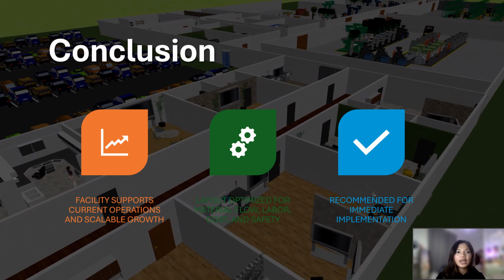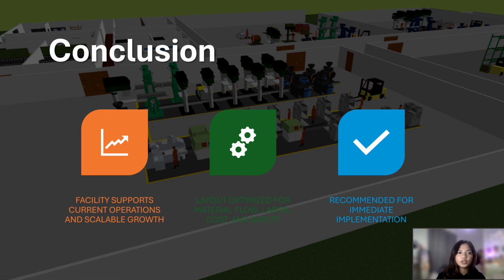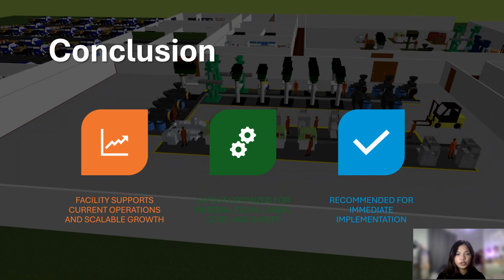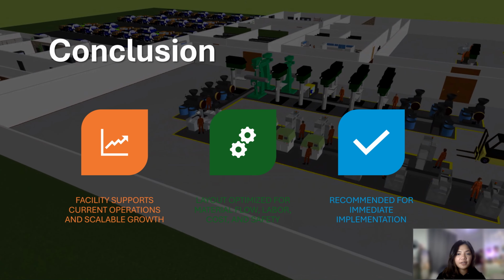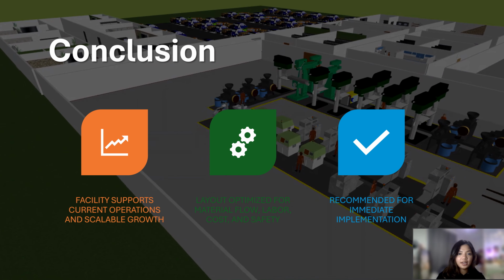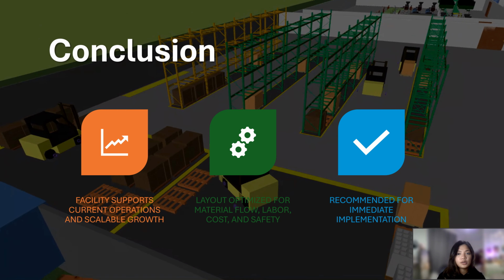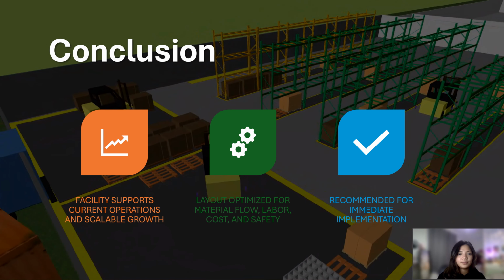To conclude, this facility design supports OKKO's current production targets while being scalable for future demand. We optimize every aspect, from space planning to cost and safety, making this layout not only functional but also future ready.